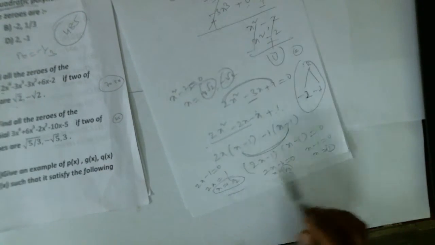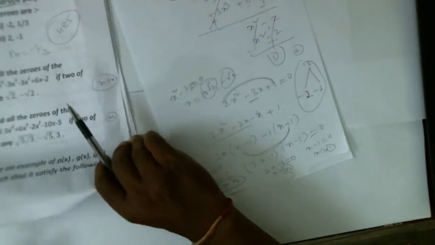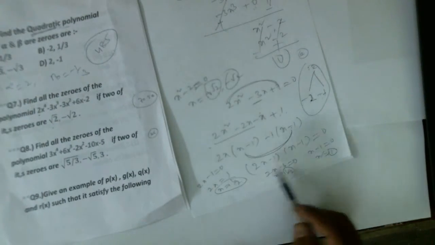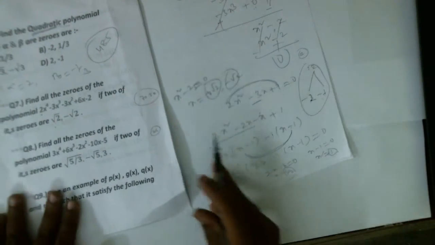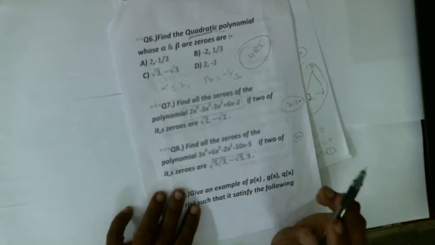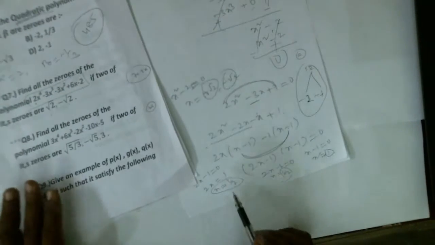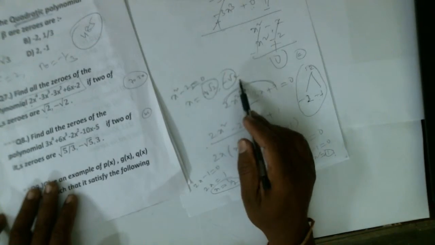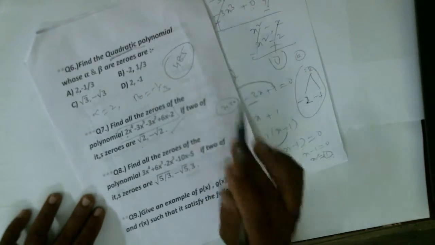1, 2, 3, 4. Already he has given two zeros, and the remaining two zeros are 1 by 2 and 1. If you substitute these four values in this equation, we will get zeros. The total equation becomes 0. First of all, substitute 1 by 2, 1, root 2 minus root 2, the total becomes 0.